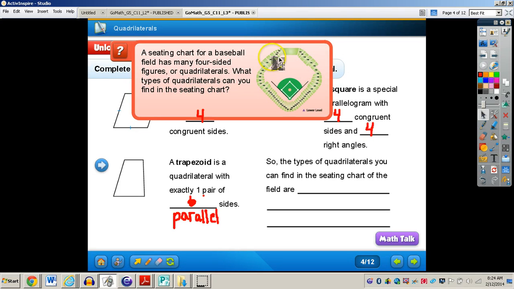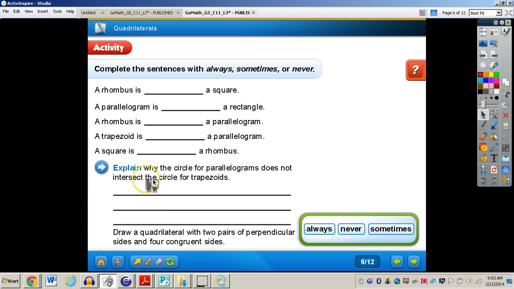Okay, and if you just take a look at that within your math book, each section does represent a different type of quadrilateral. Now we're going to take a look at the right-hand side of page 450 in your math book, and we're going to look at some attributes of some of these parallelograms. First of all, we're going to fill it in by using always, never, or sometimes. So the first one, a rhombus is sometimes a square. So we'll put that right up here. A parallelogram is sometimes a rectangle. A rhombus is always a parallelogram.